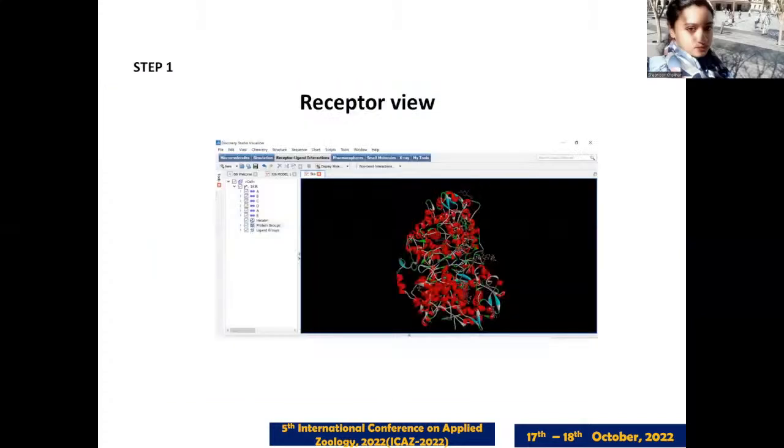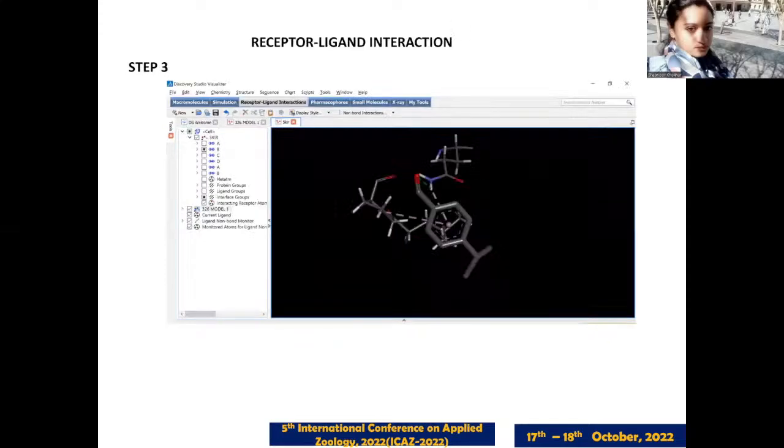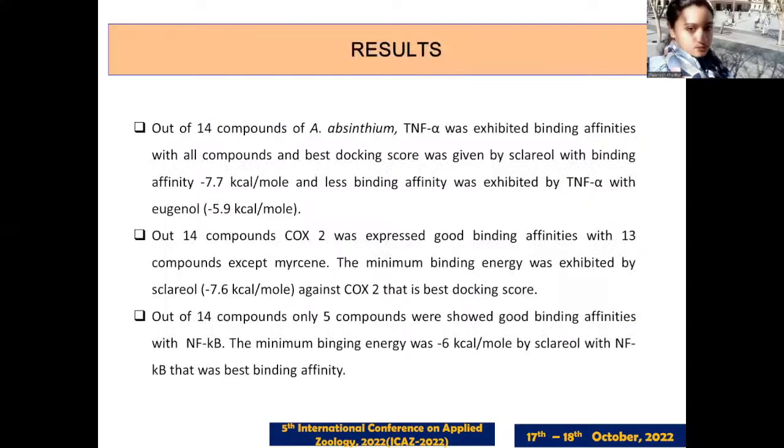And these structures were basically processed in the Discovery Studio Visualizer, and in the first step we upload our receptors, and then we define our ligand, and after uploading and defining the ligand, we get our interacting structure that you can see, and then at the last we label this interacting structure and results.